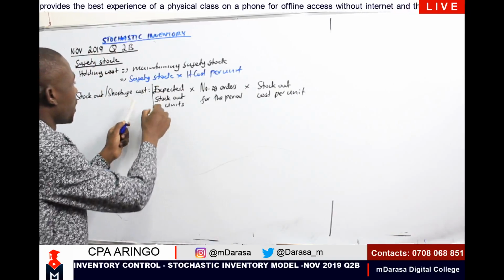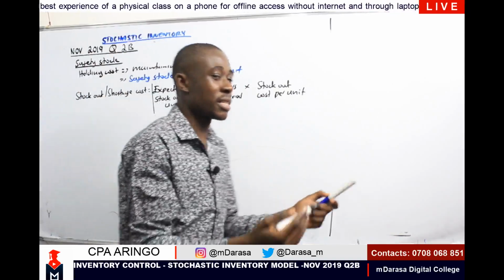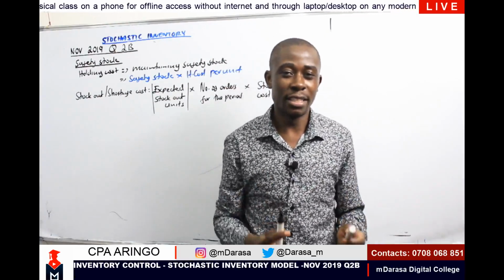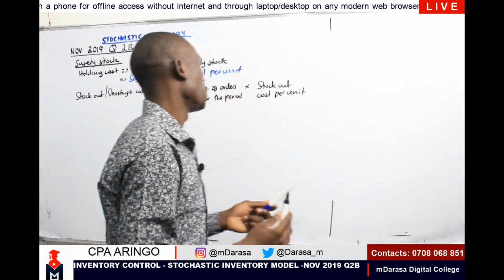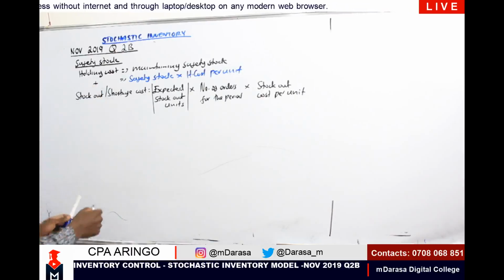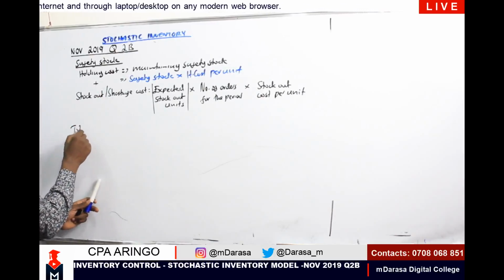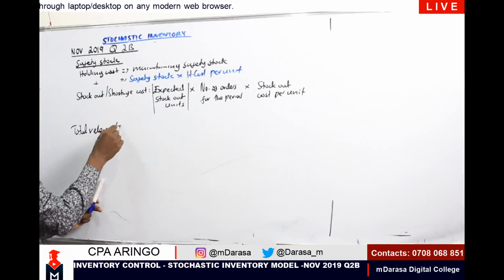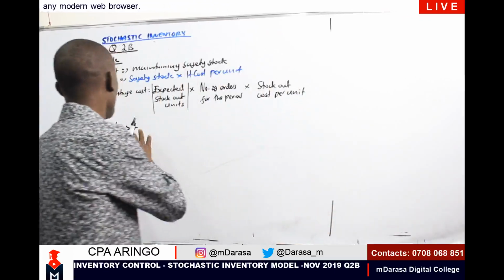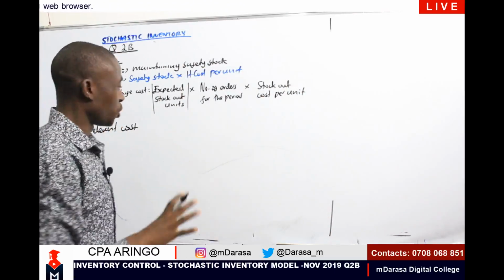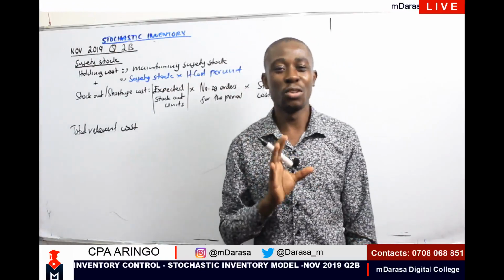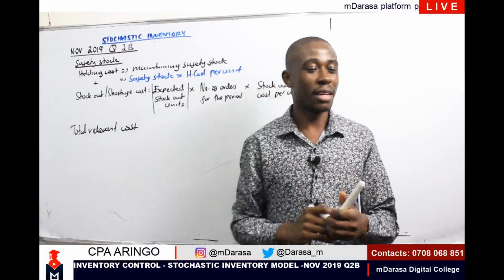And whenever we are talking of expected stock out in units, my good students, what should click at the back of our mind is the average. And in that case, we have to deal with probabilities. So basically, the summation of the two is what will give us our total relevant costs anytime we are dealing with the concept of safety stock. Always have that in mind, my good students.